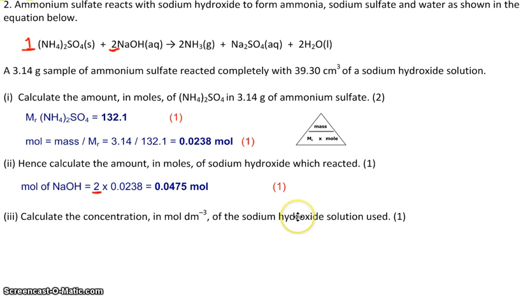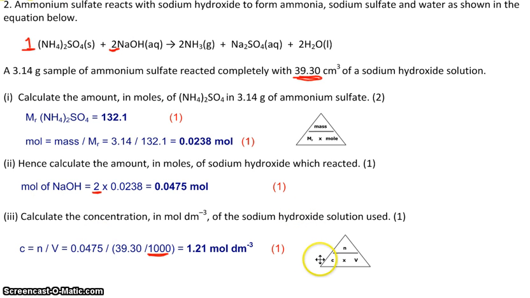Then you've got to calculate the concentration of the sodium hydroxide, and this time you need to recall the relationship. Concentration is number of moles divided by volume. Number of moles is here and the volume's up here, but you've got to remember to convert that to cubic decimetres by dividing by 1000. Once you do that, you plug the numbers through and you get 1.21 moles per decimetre cubed.